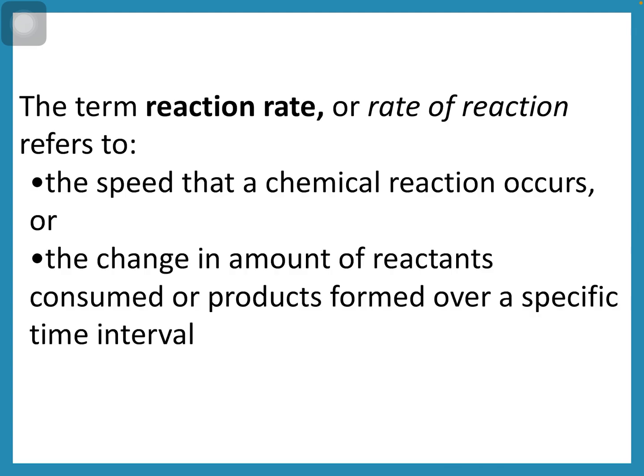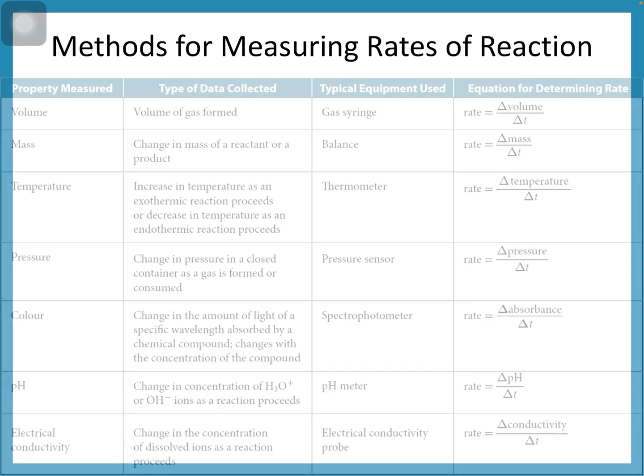Or we may talk about the change in the amount of reactants that are being consumed or used up, or the change in the amount of products that are being formed over a particular time interval. So our rate is equal to a change in quantity, so that can be of reactants or of products, divided by a change in time.